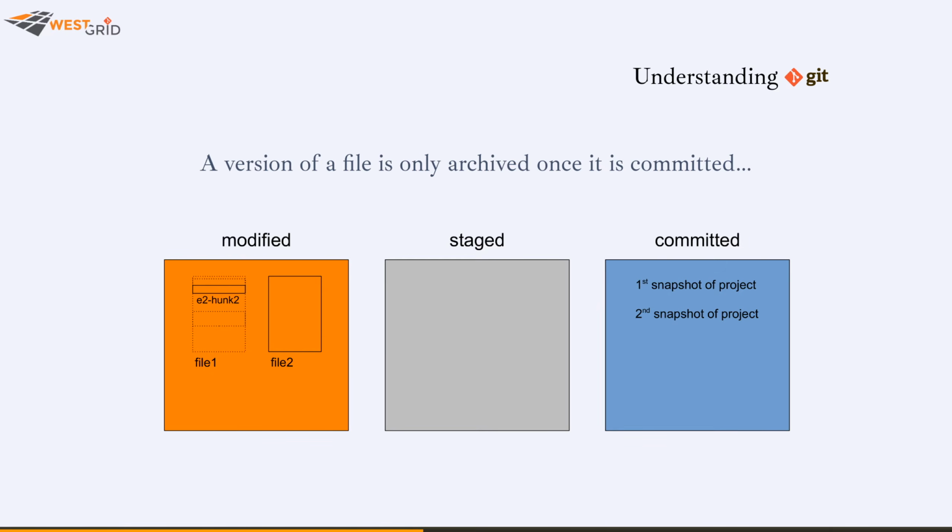So once you have committed your changes, the version of that file is archived. It's part of your history. But be aware that information in the staging area can be overwritten. It's only once you have committed that you really have written a bit of history. The staging area is just a place to organize the next commit.